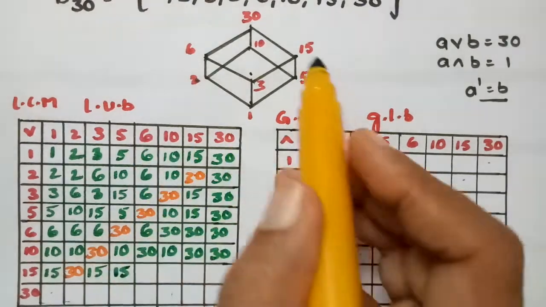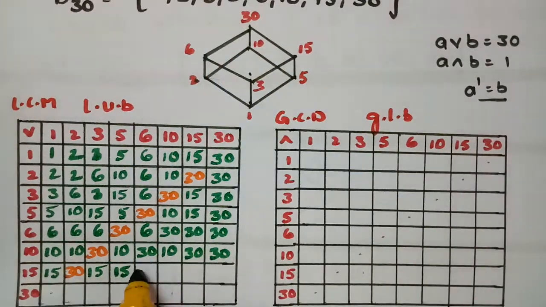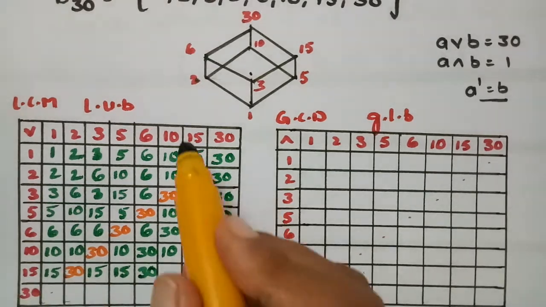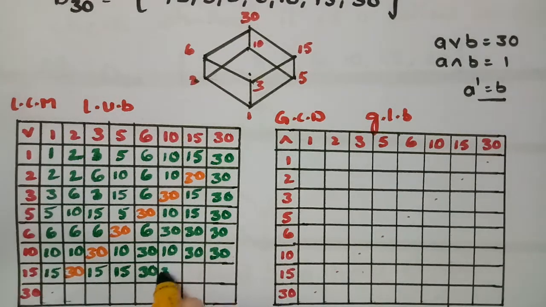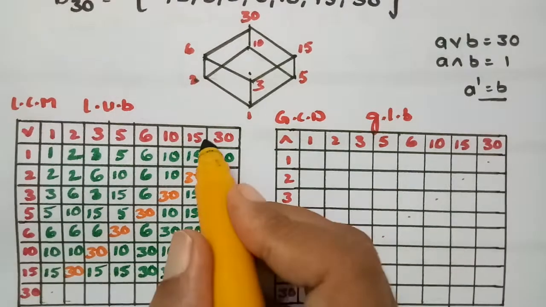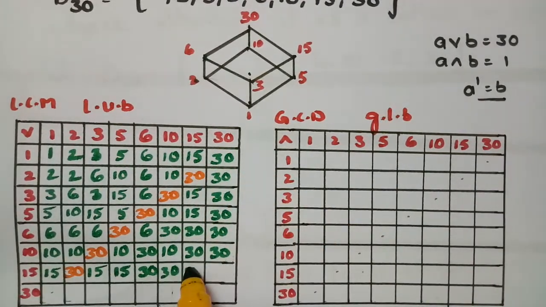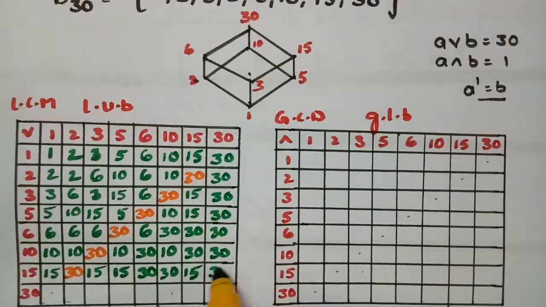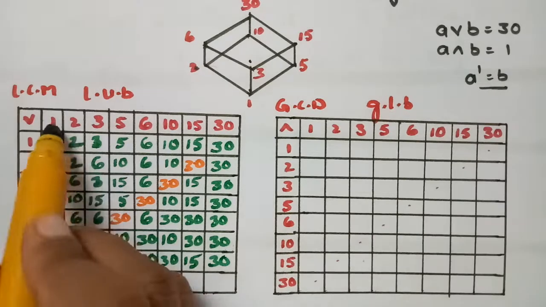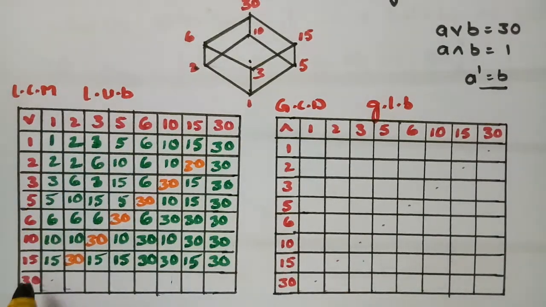For 15 and 6, 30 is the upper bound. For 15 and 10, they meet at a point 30. For 15 and 15, the upper bound here is 15. For 15 and 30, 30 is the upper bound. Among 30 and all the elements, 30 is the greatest.